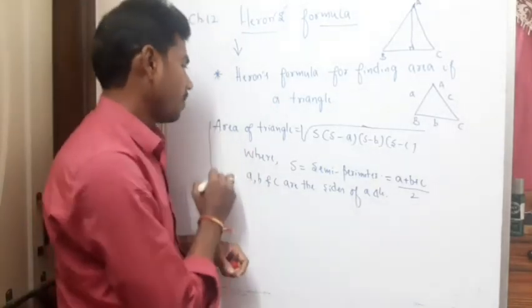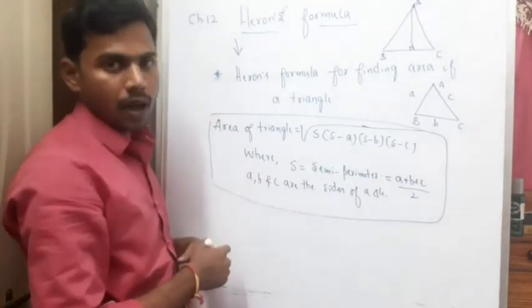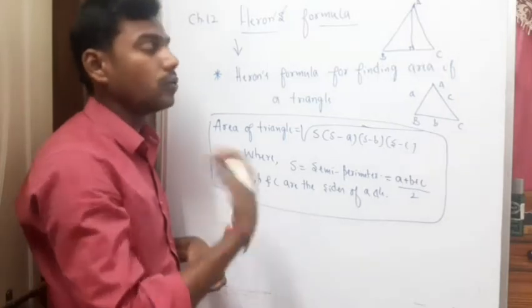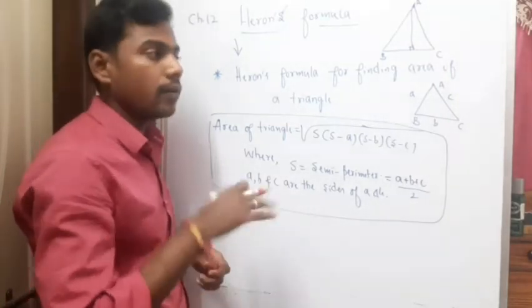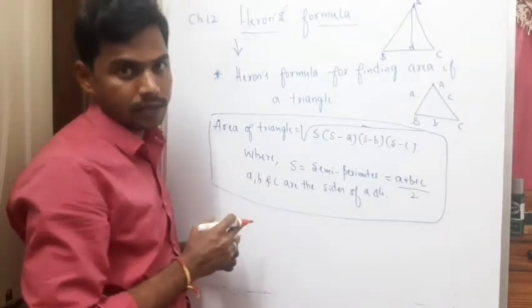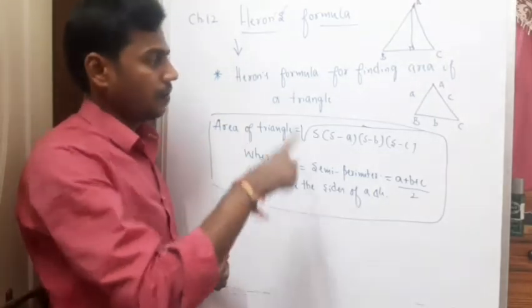Okay, so this is the formula. Based on this formula, we are going to solve the problems of exercise 12.1. Before that, we'll go through the example section. Then we'll go through exercise 12.1. And one more thing, application of Heron's formula is not there in your syllabus. Means 12.2 is not there in your syllabus. So please note this down.